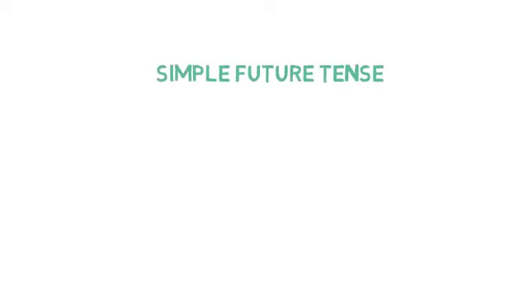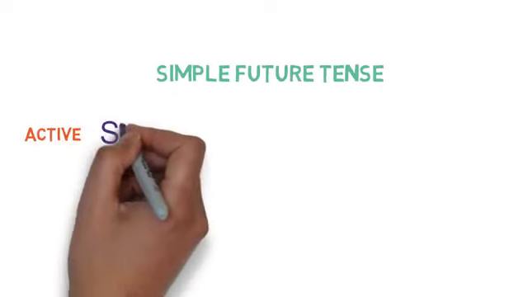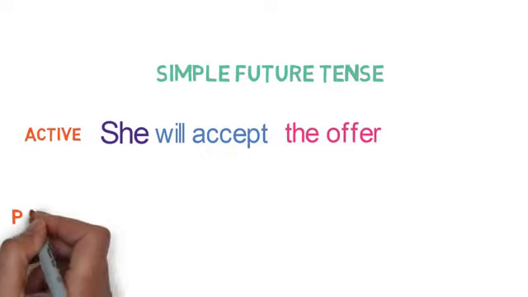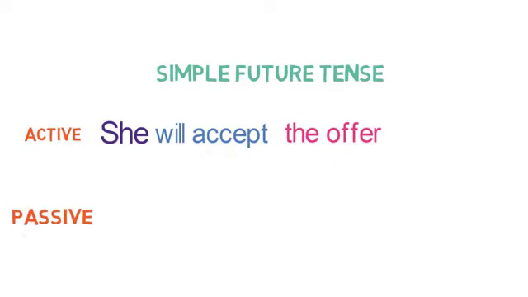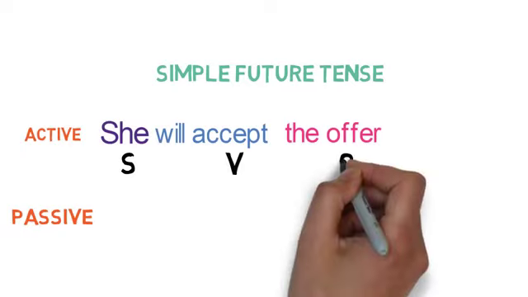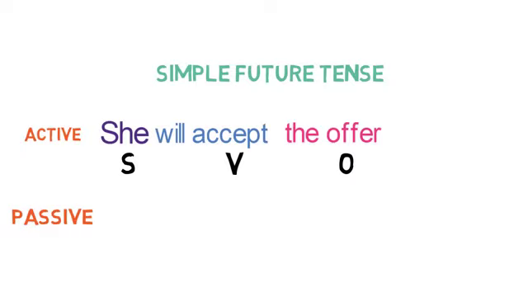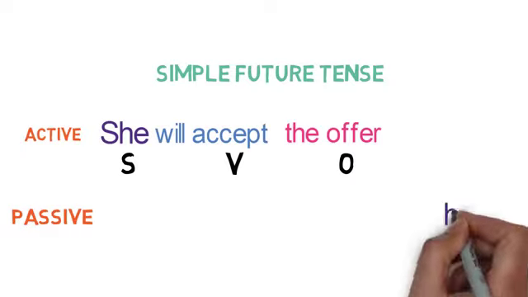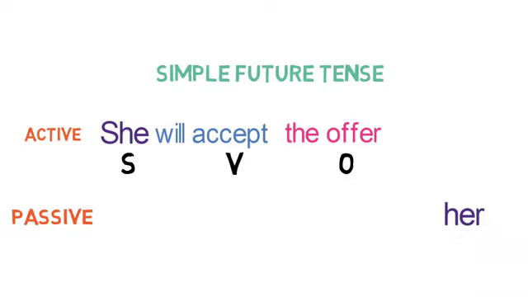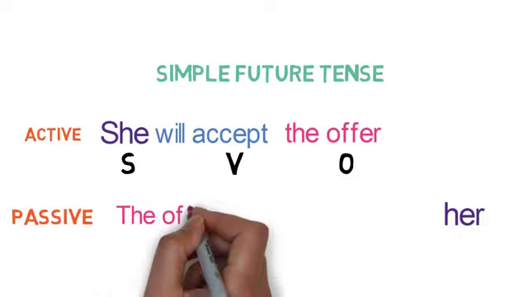Now let's see example of simple future tense. Active sentence: She will accept the offer. Passive sentence. Firstly subject here is she, verb is accept and object is offer. Now let's swap the position of subject and object. So here it will be her and at this position it will be the offer.